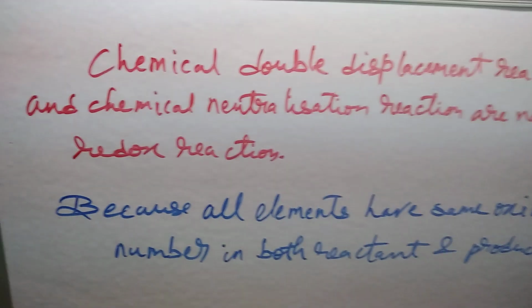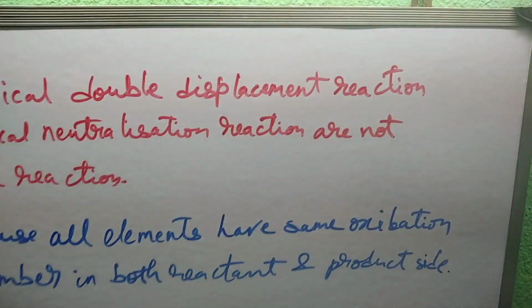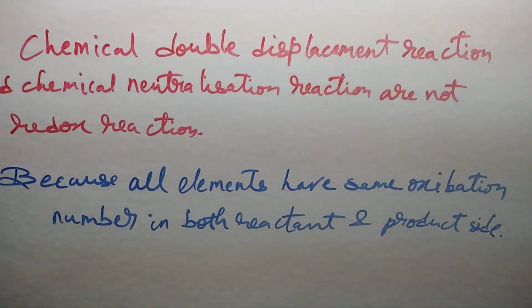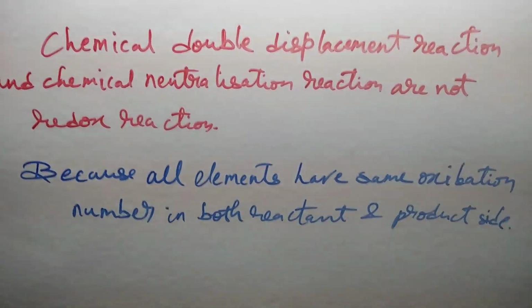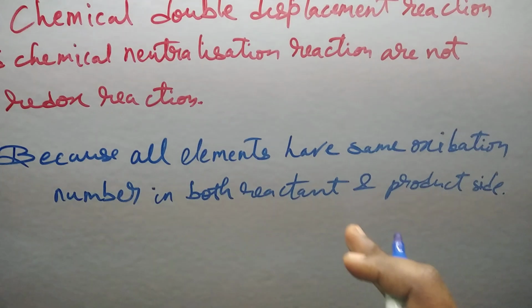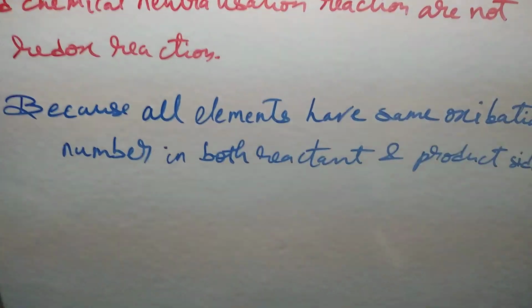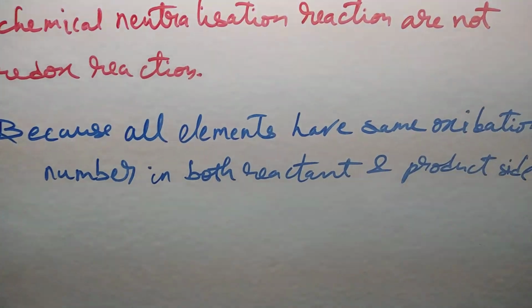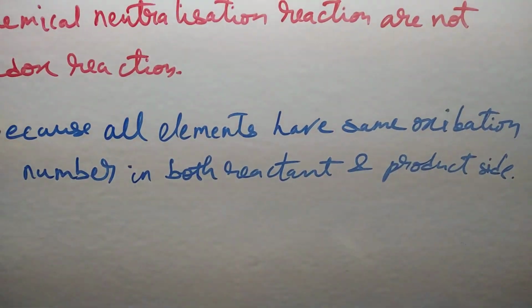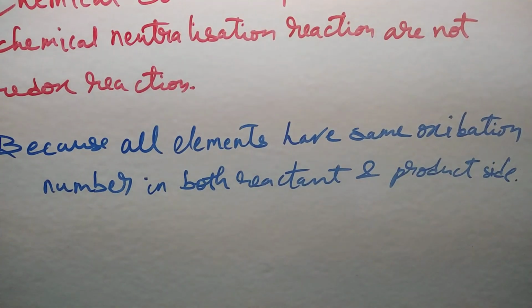Now students, remember one thing about the redox reaction, that chemical double displacement reaction and chemical neutralization reaction are not redox reactions. If anyone asks why, it is because all elements have the same oxidation number on both the reactant and product side. Okay students, redox reaction means the oxidation number will vary between the reactant side and product side.